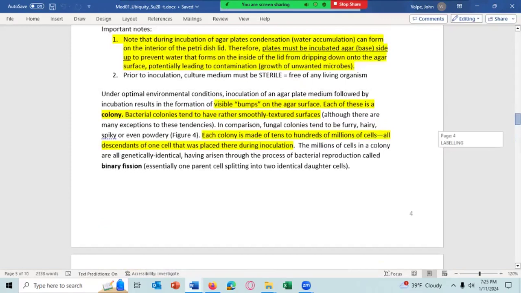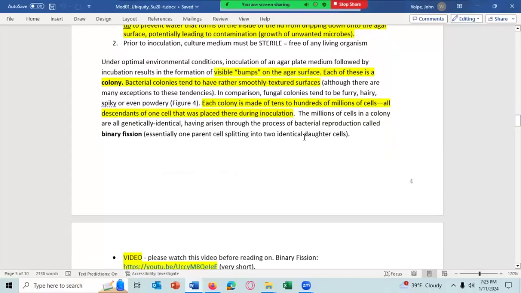Each colony could be started from one single cell that went through cell division, binary fission specifically, where one cell splits into two, and then two into four, four into eight, eight into 16, etc., until you get 1 million cells, and then you can see the colony.